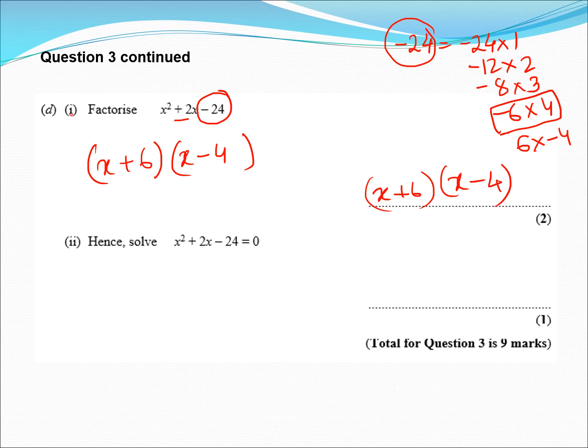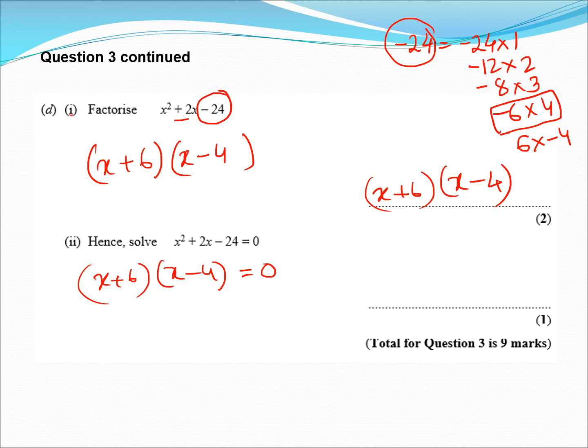Now, hence solve the equation x squared plus 2x minus 24 equals 0. I've done most of the difficult part of my work here. So I know that factorizing x squared plus 2x minus 24 gives x plus 6 and x minus 4 equals 0. I can write it like that because all I've done is factorize the left hand side.